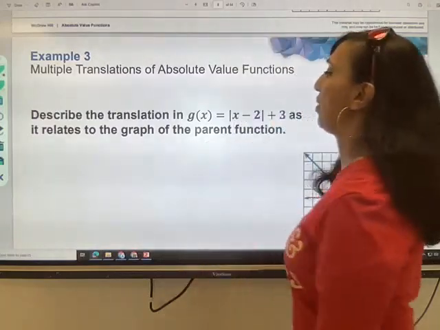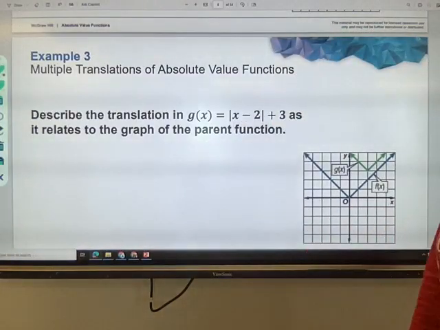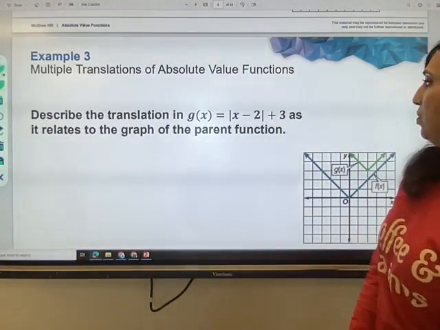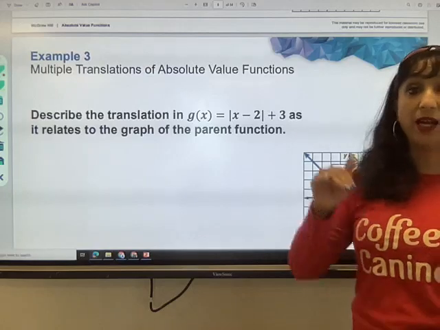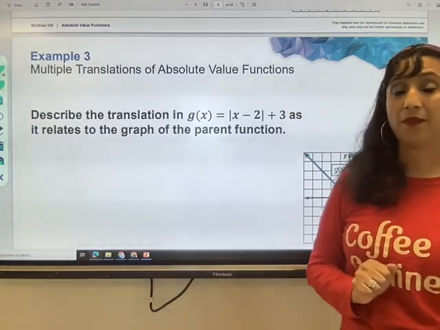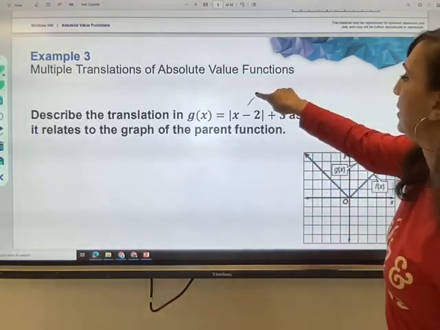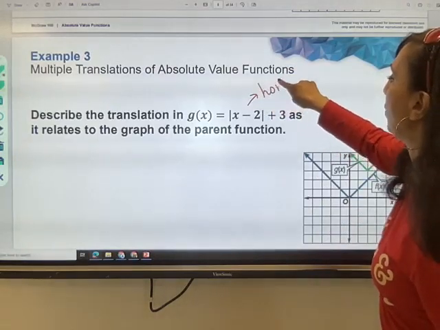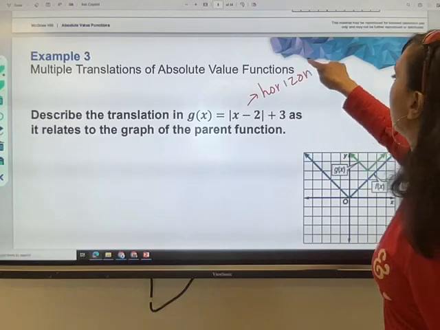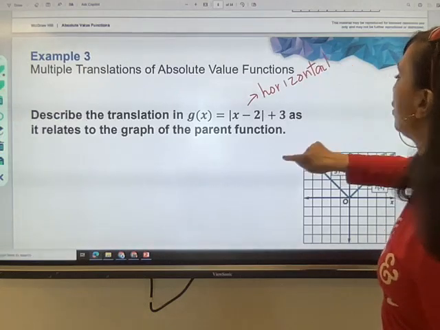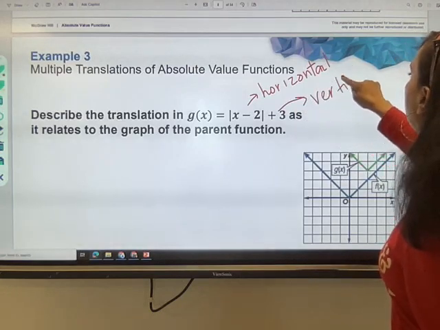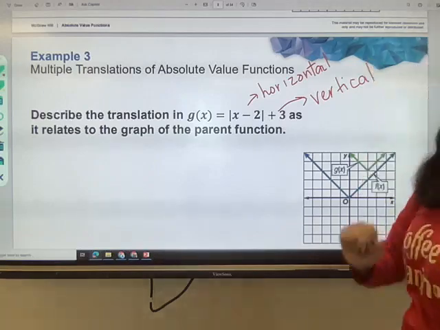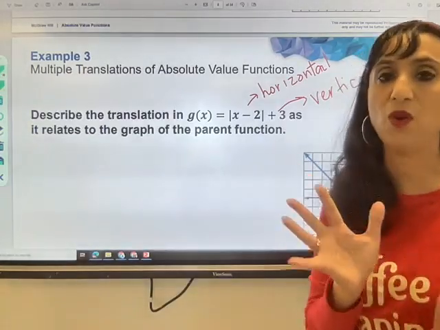It is saying describe the translation in g of x is equal to absolute value of x minus 2 and then plus 3. So this part is telling me that this is a horizontal shift or horizontal translation, and this part is telling me that this is vertical. All right, so we have 2 of them going on.